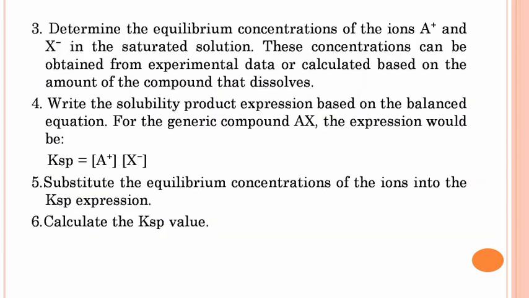Third, determine the equilibrium concentrations of the ions A+ and X- in the saturated solution. These concentrations can be obtained from experimental data or calculated based on the amount of the compound that dissolves. Fourth, write the solubility product expression based on the balanced equation. For the generic compound AX, the expression would be Ksp = [A+][X-]. Fifth, substitute the equilibrium concentrations of the ions into the Ksp expression. Sixth, calculate the Ksp value.